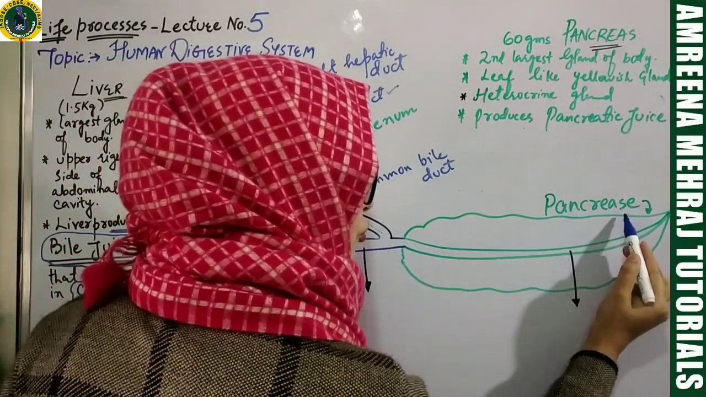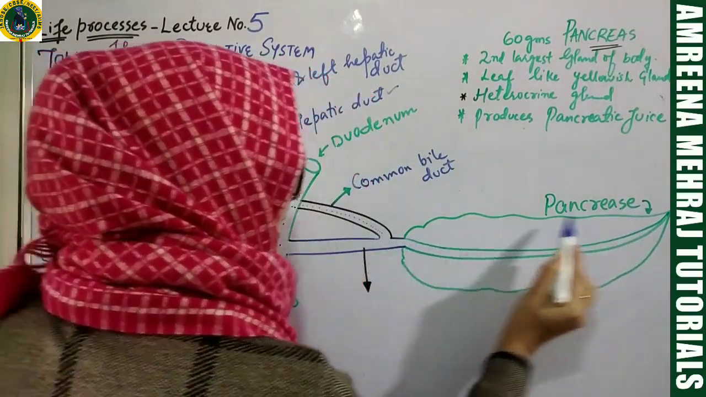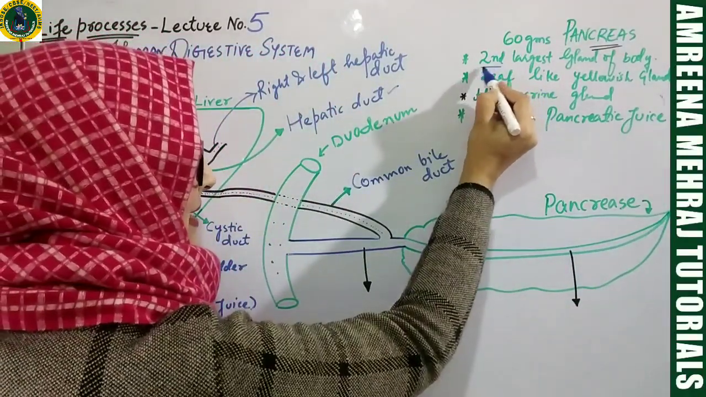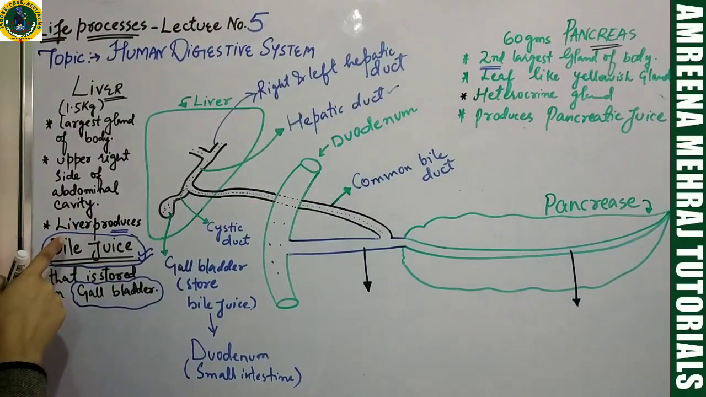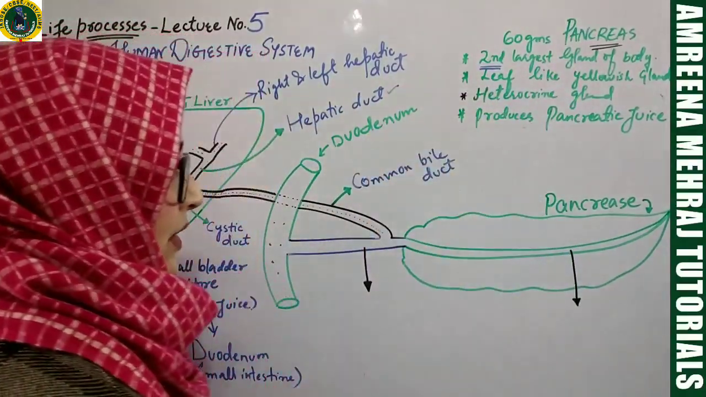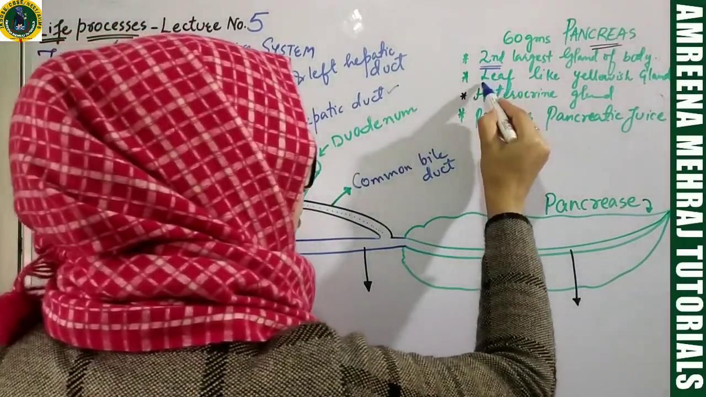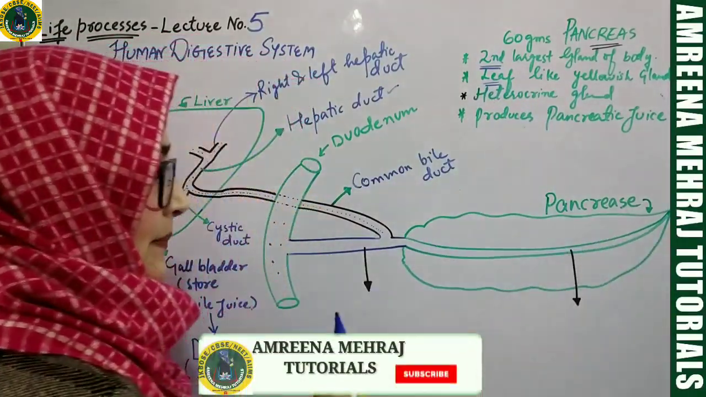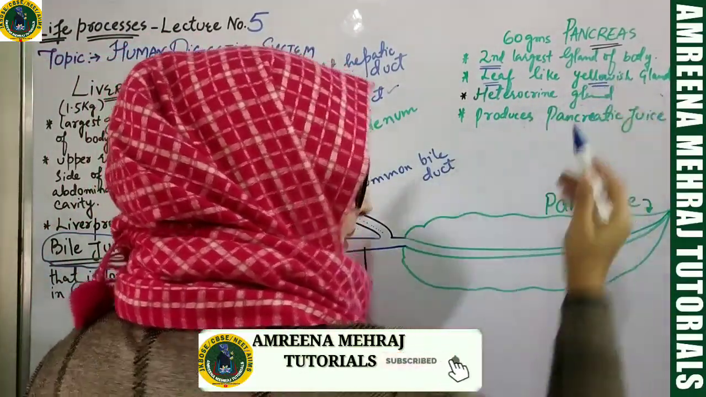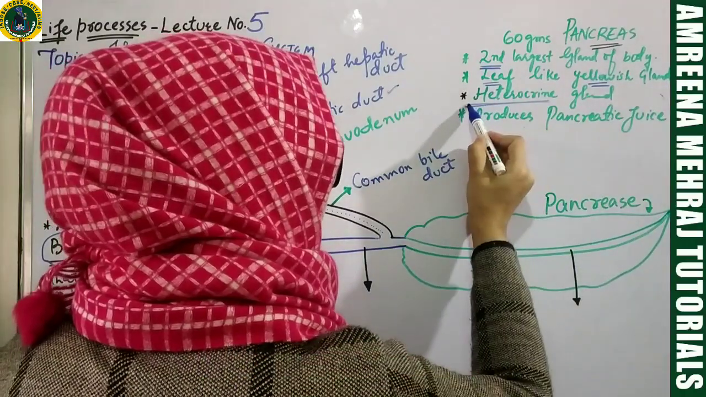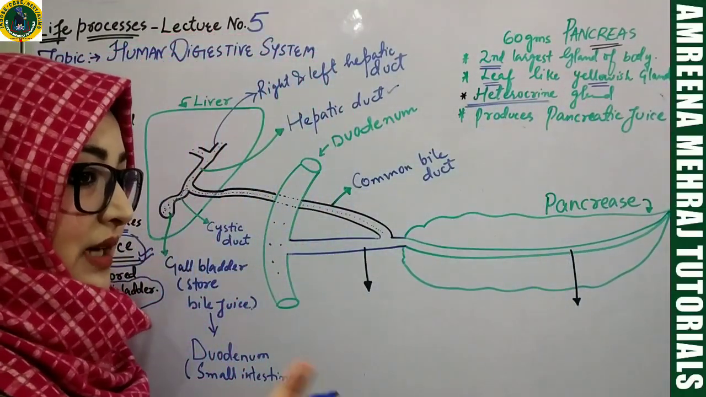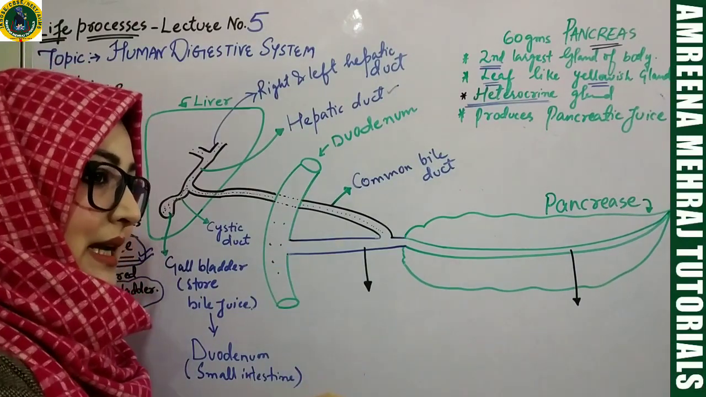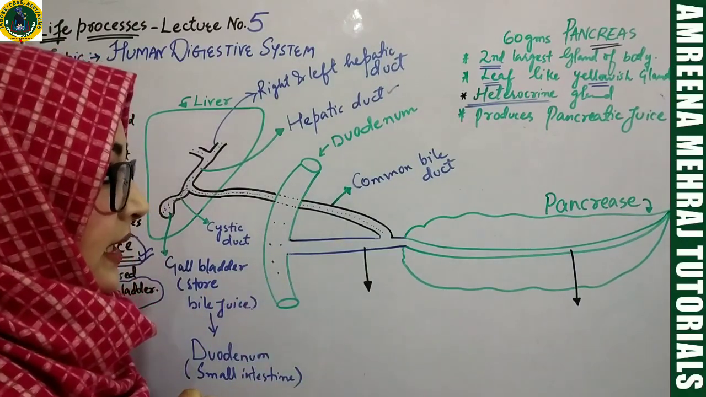For that, we have to go to the pancreas. The pancreas is the second largest gland of your body. This was the first largest gland of your body. This is the second largest gland of your body. It's leaf-shaped, as you can see from the diagram. It's yellowish in color and it is a heterocrine gland. I've made you understand what heterocrine means. Heterocrine means that it's both endocrine as well as exocrine in nature.